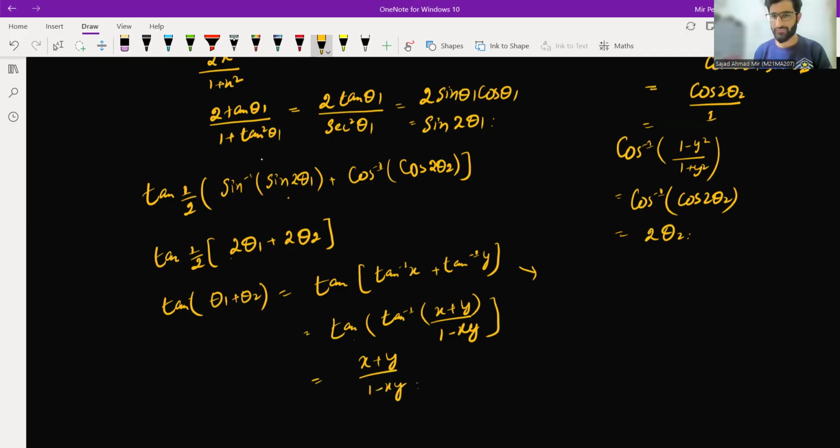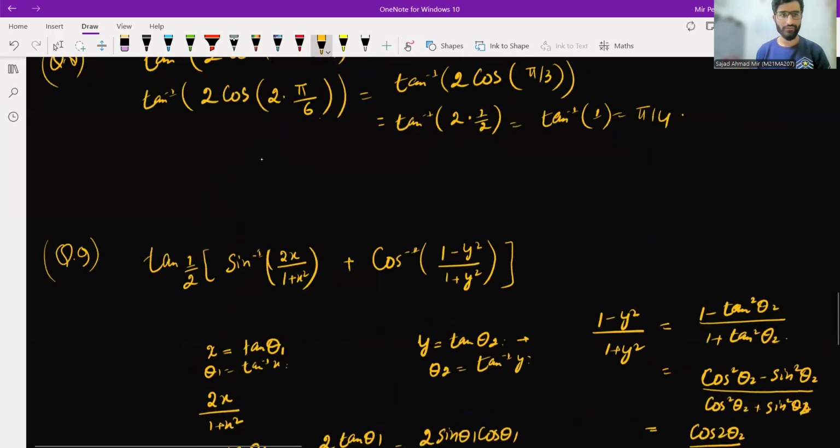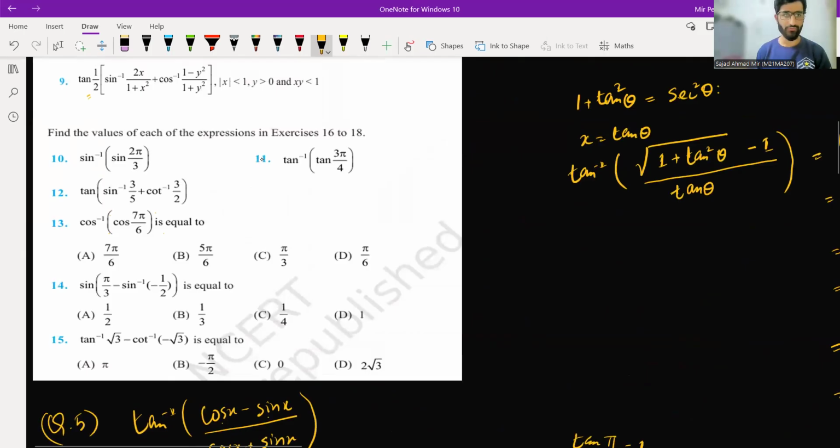So here what I used is that tan inverse of x plus tan inverse of y, we can write as tan inverse of x plus y divided by 1 minus xy. This is the identity for tan inverse we used here. So after simplification, we get x plus y divided by 1 minus xy. This was question number 9. Let's go for question number 10.